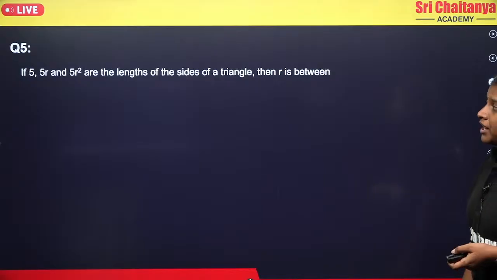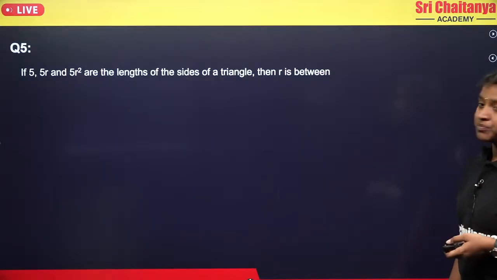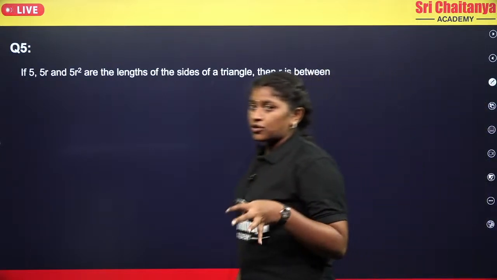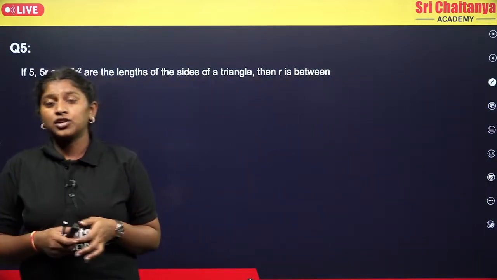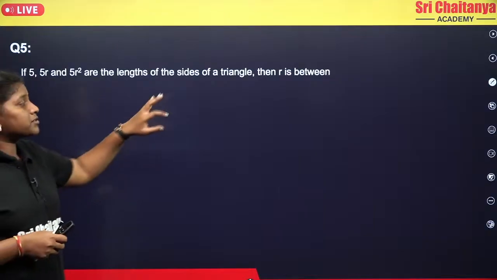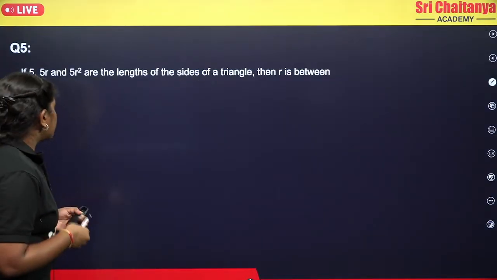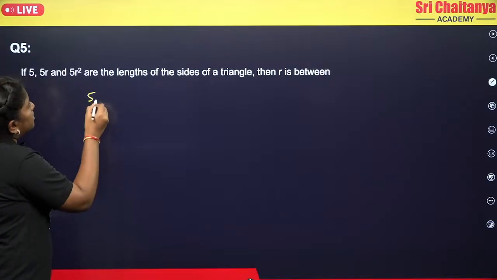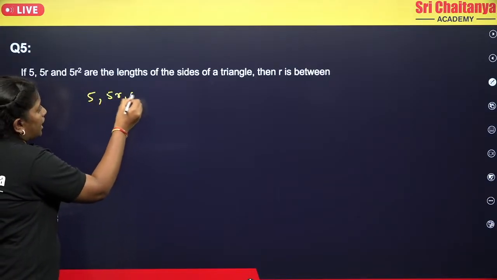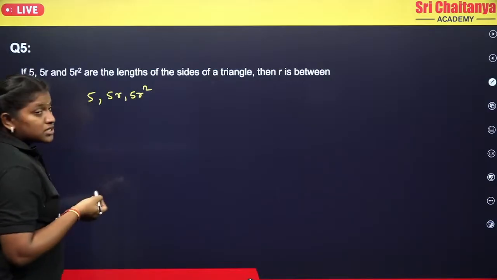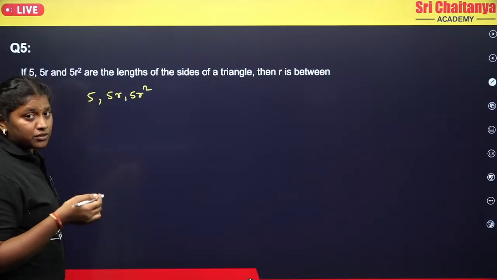If 5r and 5r square are the lengths of the sides of your triangle, then r is between. So here already they gave the three sides of your triangle, and they are asking you what are the possible values for your r. So now let's try solving this question. They gave the sides as 5, 5r and 5r square. Now let's use the conditions of the triangle, like the inequality of the triangle.